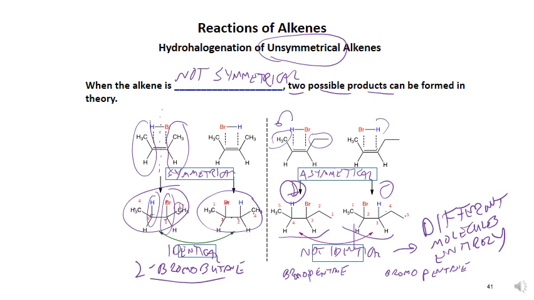But remember, every time you name, you have to put the substituent on the smallest number possible. Isn't this one 2-bromopentane because it's on carbon 2? Isn't this one on carbon number 3? 2-bromopentane is not the same as 3-bromopentane. So two possible products can be formed here.